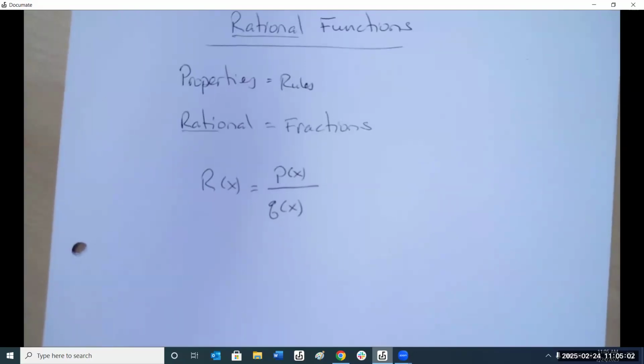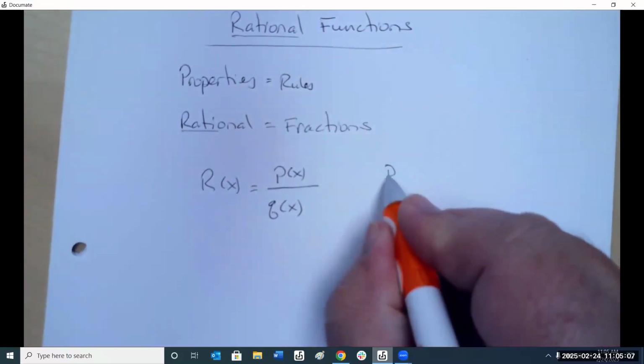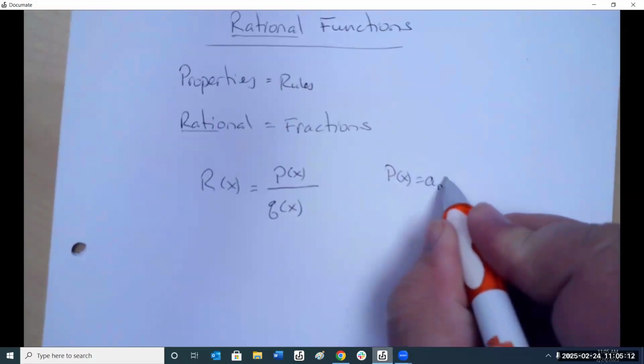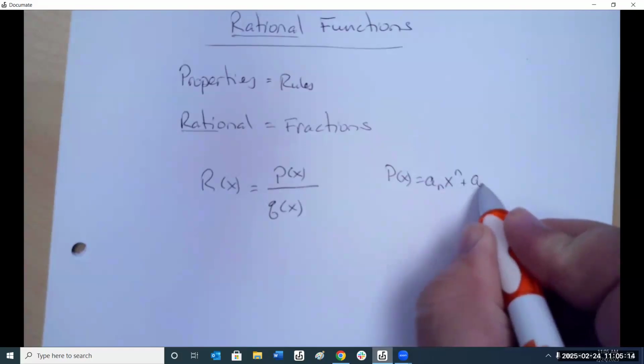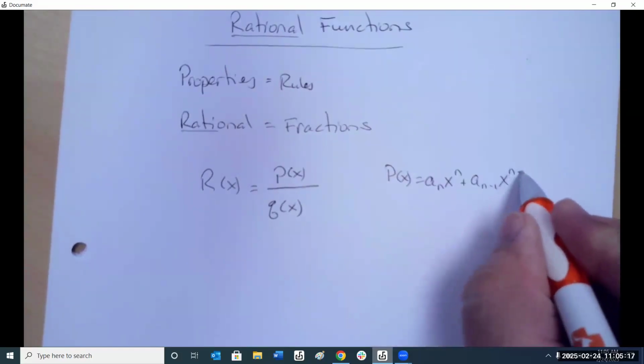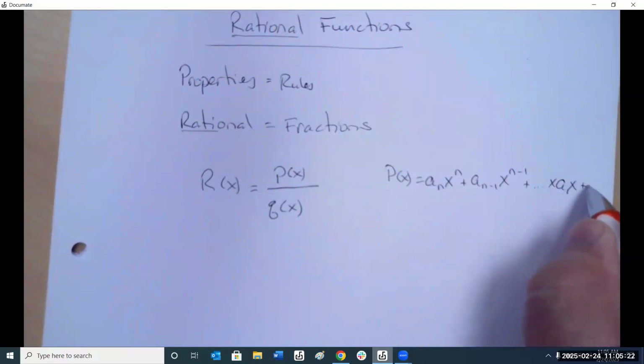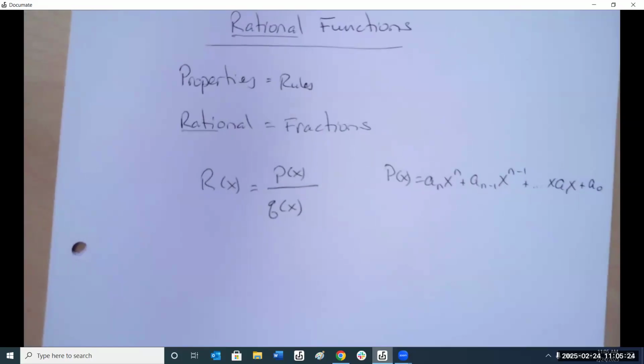What is a polynomial? A polynomial is simply a number with many terms. It can have one term, it can have two terms, it can have 1,000 terms. So P and Q are both polynomials.